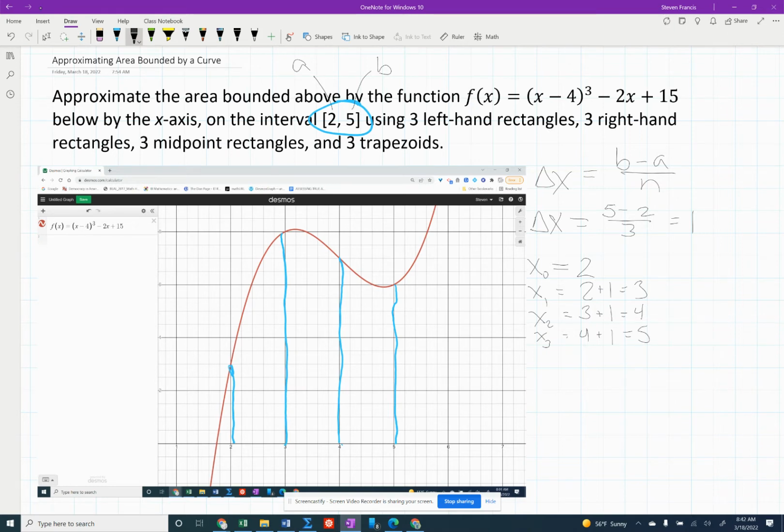Notice that x sub 3 being 5 is our right-hand endpoint. That should always happen. If we calculate our delta x correctly, we start in the right spot, and we keep moving accordingly by adding that delta x each time, we should end up at b. And if we don't end up at b, then we have a calculation error, and we need to go find that error before we continue on. So these are our endpoints.